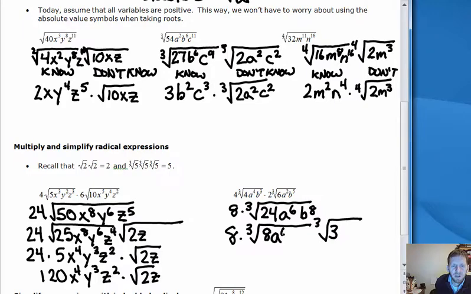A to the 6th is good here because I can divide 6 by 3. Can't divide 8 by 3, so I'm going to need to make this b to the 6th power. And then what's left over is b squared over here.